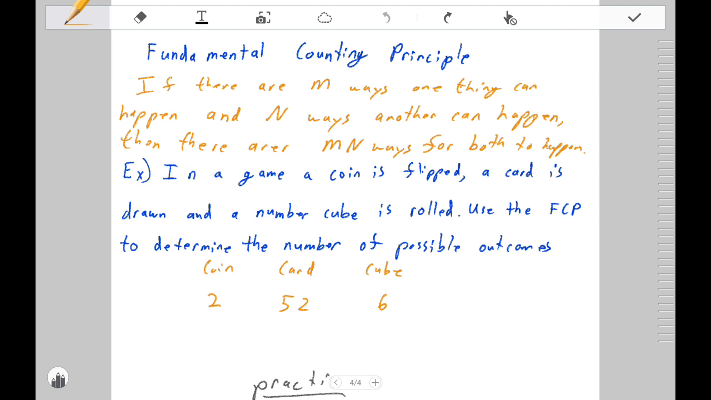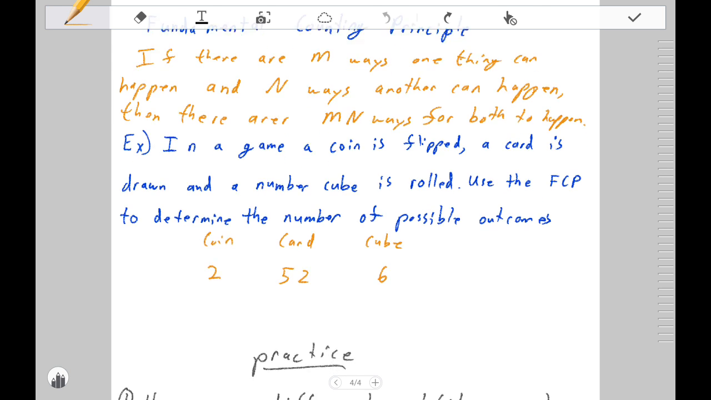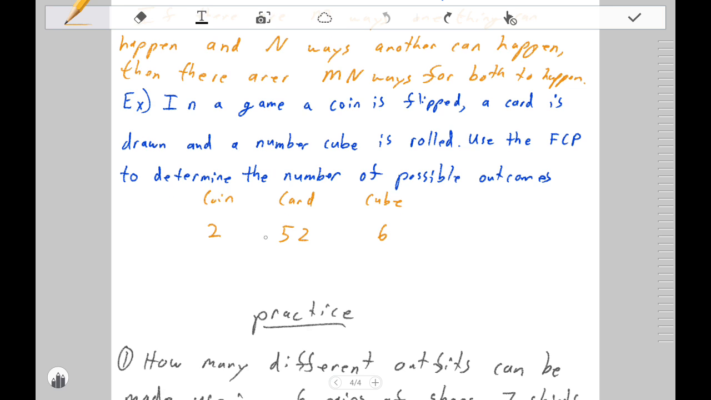So in this first example, there's some game in which you flip a coin and then draw a card from a deck of cards, and then roll a number cube. And then I use the fundamental counting principle. That's this FCP. I usually don't write out the whole phrase fundamental counting principle. You'll see it abbreviated as FCP. Use that to determine the number of possible outcomes for a coin, a card, and then the cube.